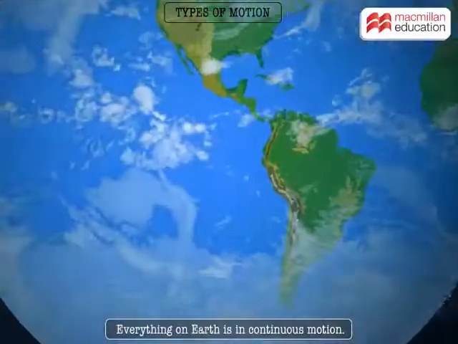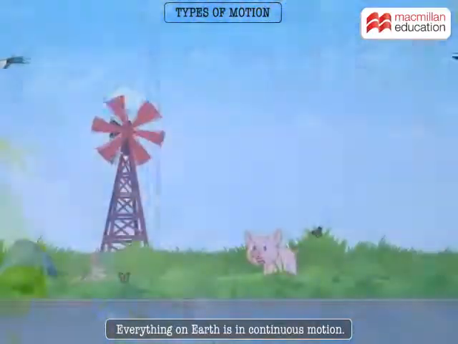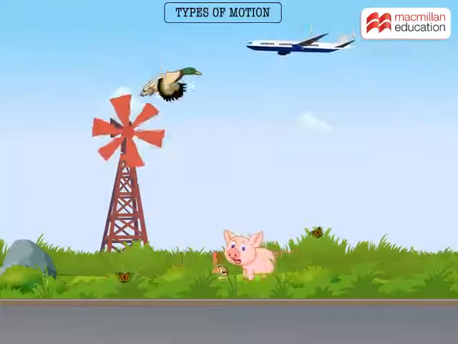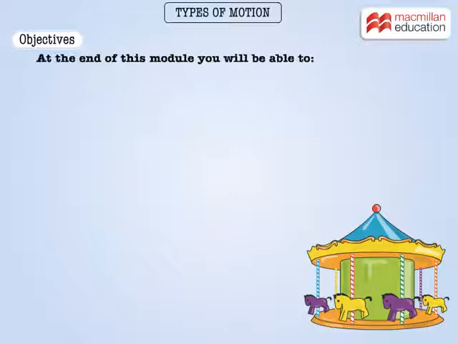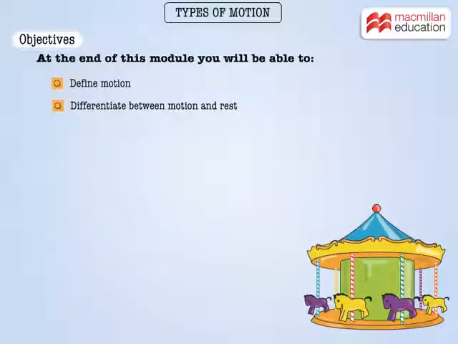Everything on Earth is in continuous motion. Let's find out more about motion and its types. At the end of this module, you will be able to define motion, differentiate between motion and rest, and describe different types of motion.